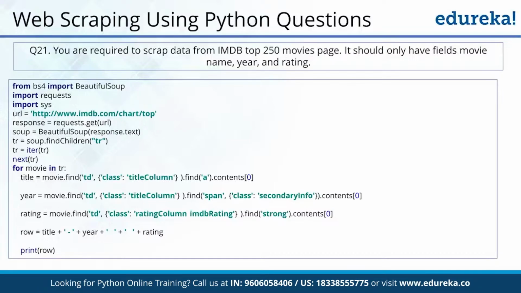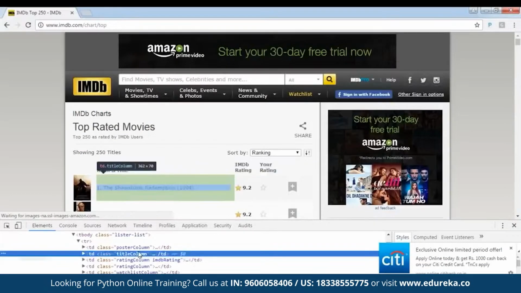There are various ways, one such way is this particular thing. Soup.find children, for movie in tr, movie.find. Find is a command to get all the instances of this td, the td class containing the title column. Similarly, year will be under your secondary info. Again, you have the rating column, IMDb. You've got a whole lot of information, but that has to be first passed over here.